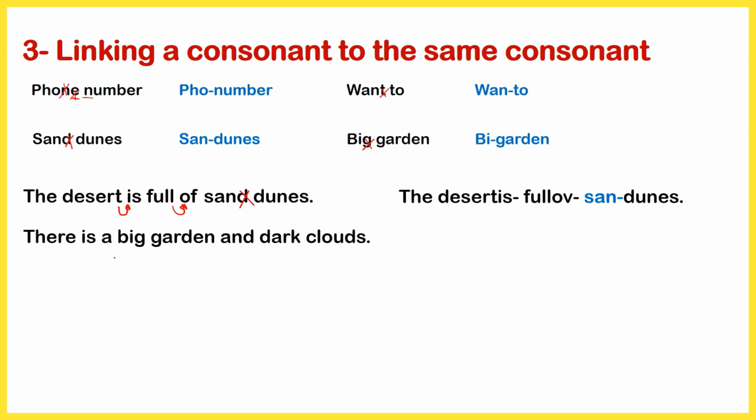The second example, "there is a big garden and dark clouds." The repeated consonants here, we cross out G, "big garden," and D and D in "and dark," and we have two repeated K sounds in "dark" and "clouds," so we cross out this. And again, don't forget to link the consonant to the vowel, "there is a," and N and A, "garden." So the pronunciation is, "there is a big garden and dark clouds."